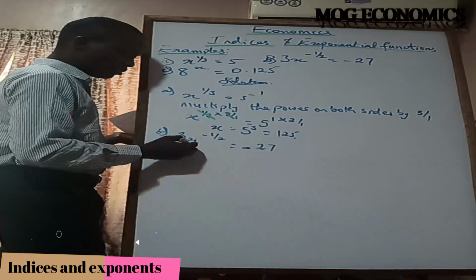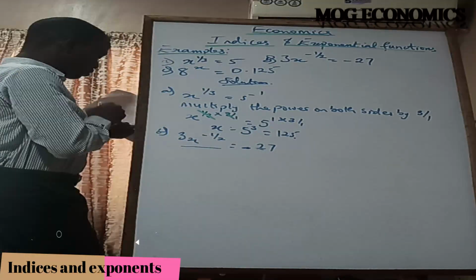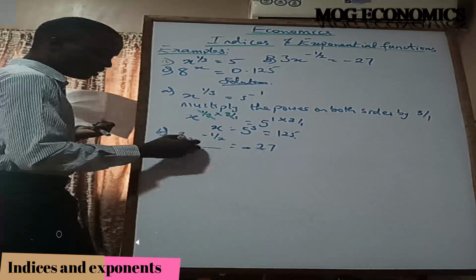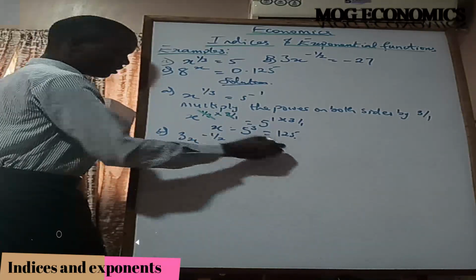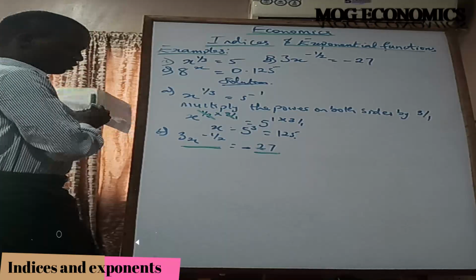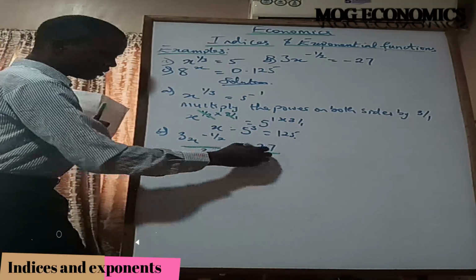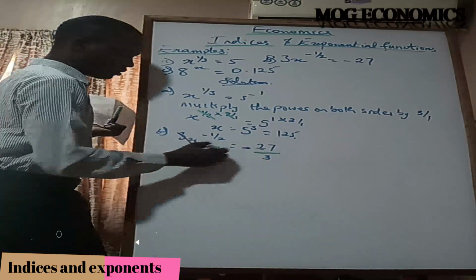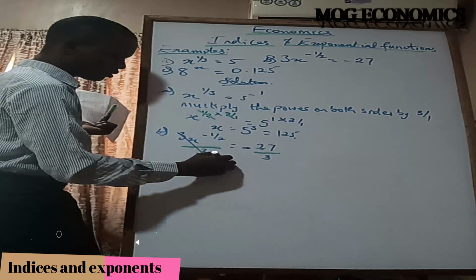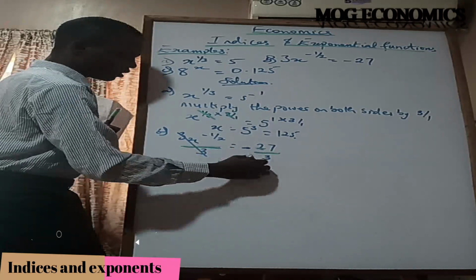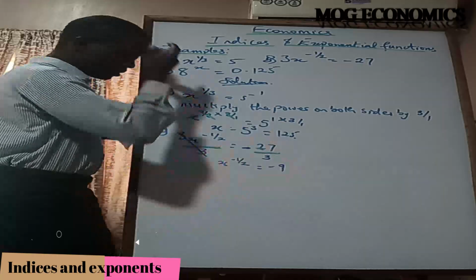So we divide both sides by the coefficient of x. The coefficient of x here is 3, so that makes things even easier. Divide by 3 on both sides. 3 cancels 3. x raised to the power minus 1/2 equals minus 9.